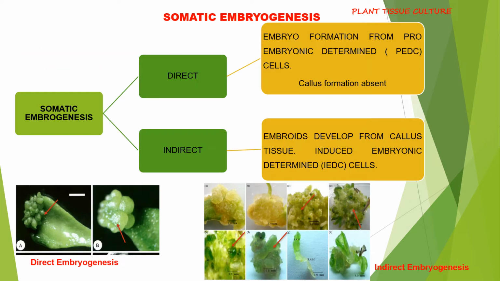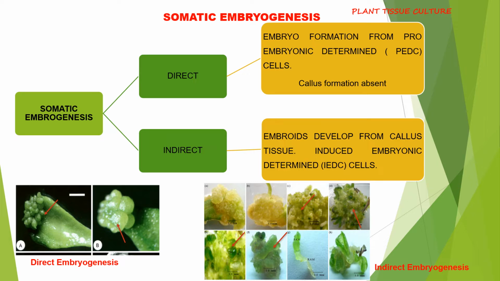Based on the origin of somatic embryos, somatic embryogenesis is divided into two types: direct somatic embryogenesis and indirect somatic embryogenesis. In direct somatic embryogenesis, the embryo formation occurs directly from the explant, from pro-embryonic determined cells. There is no callus formation, as you see in the figure on your extreme left. Here, callus formation occurs from the tip of the leaf explant.